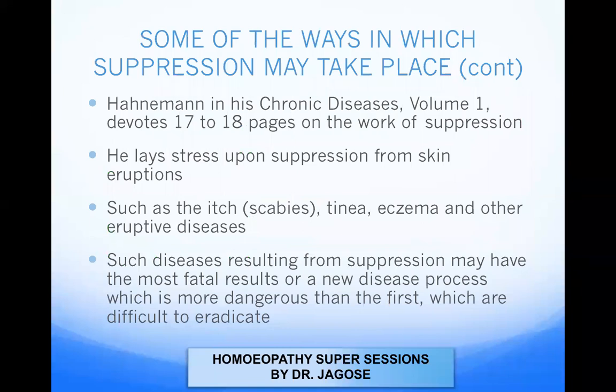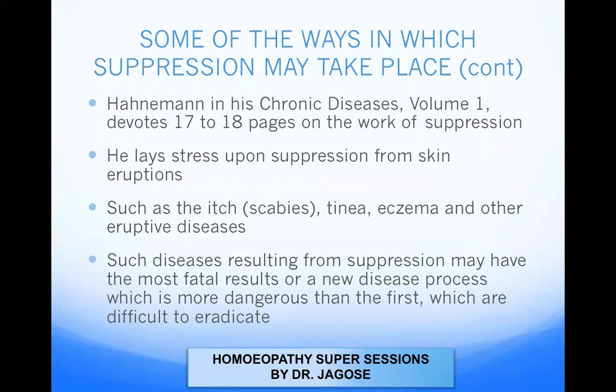Hahnemann in his Chronic Diseases, Volume 1, devoted 17 to 18 pages on the work of suppression. He lays stress upon the suppression from skin eruption. So as you all know, this is very important in homeopathy. Around 18 pages have been given on the same, with examples such as itch of the scabies, tinea, eczema, and other eruptive diseases. These skin diseases, when suppressed, will give rise to suppression.